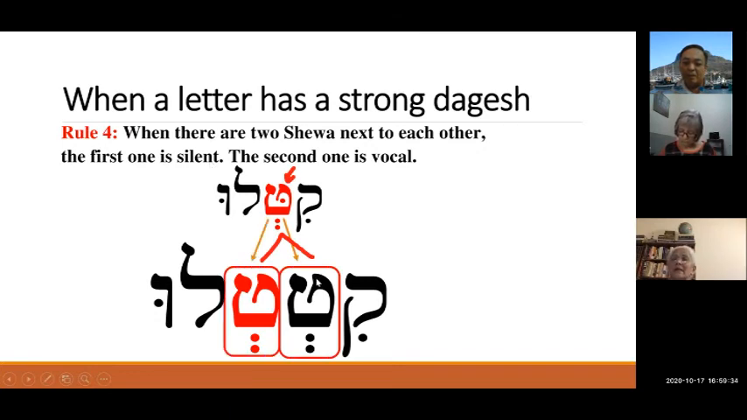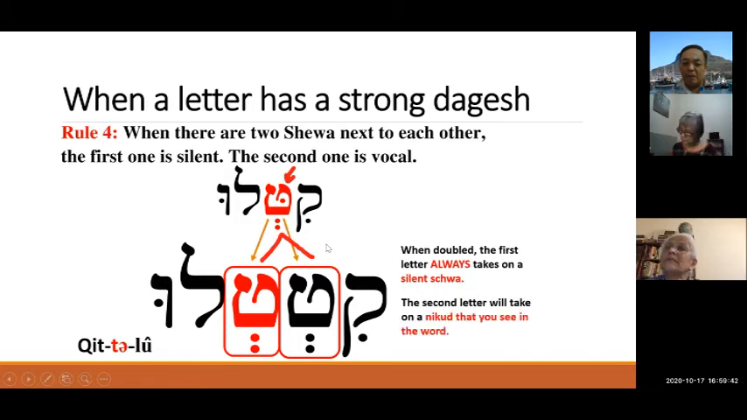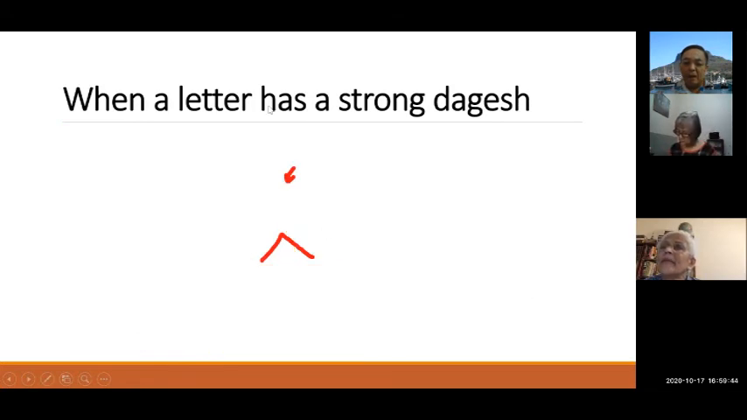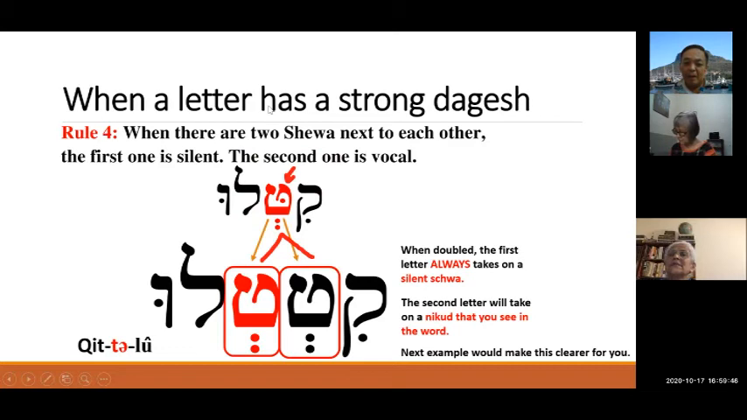Right? So the first one is silent because it will go into the first syllable. Okay, it goes into the first syllable, which is this one here. Kit, right? And then the second schwa is vocal, right? So it's kitelu, kitelu, okay? So this is how you pronounce the word kitelu, right?